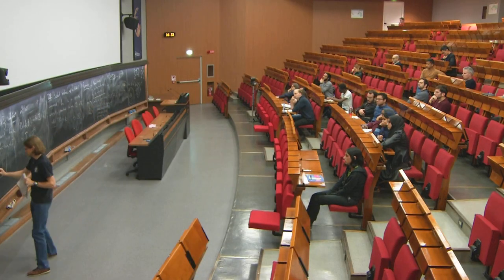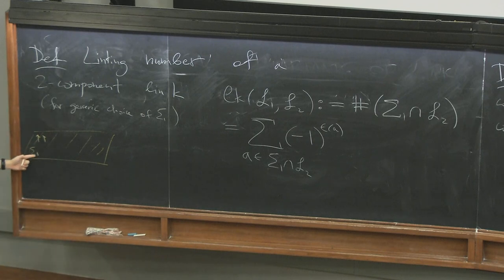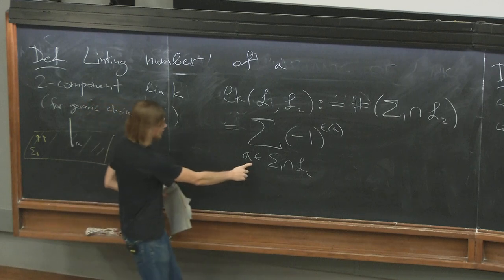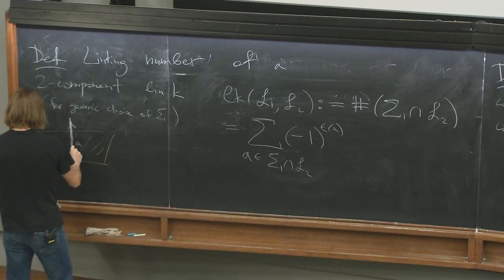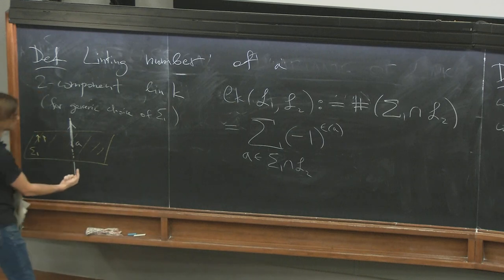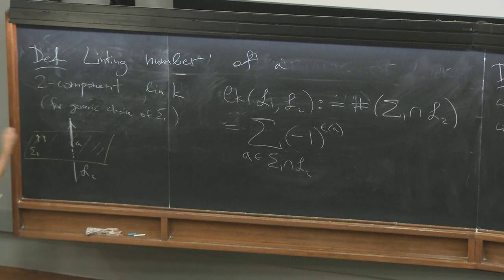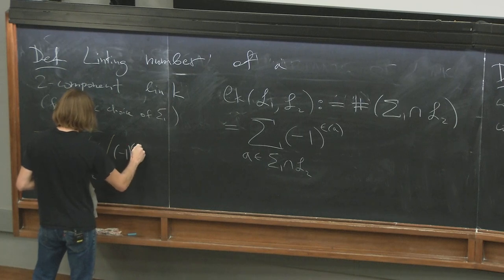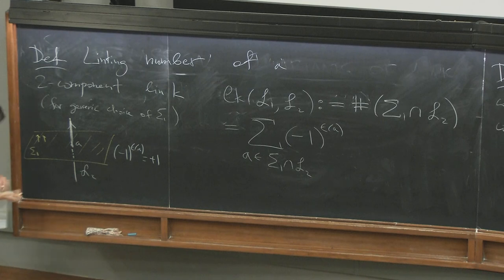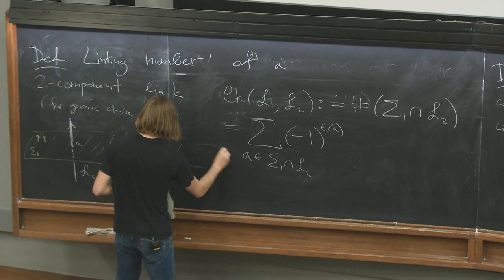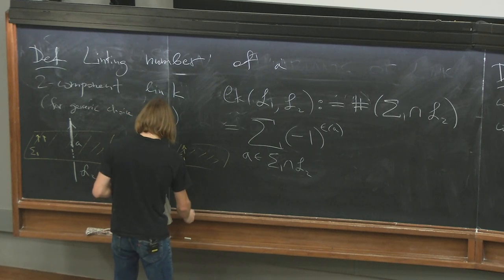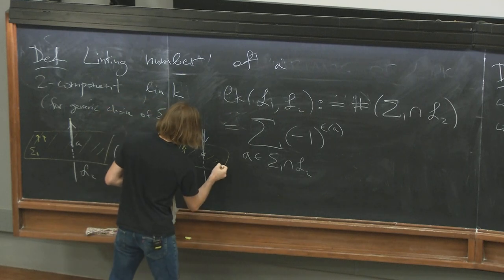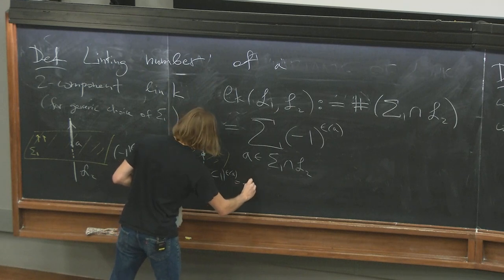And suppose the Seifert surface here is oriented like this, and the vicinity of my point A looks as follows. It pierces the Seifert surface like this, and then this should be counted with sign plus one. And if it's the other way around, it goes like this, then this point should be counted with sign minus one.